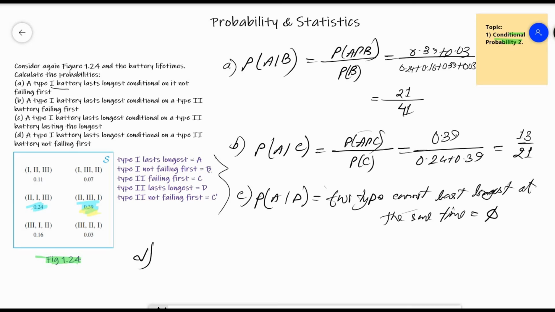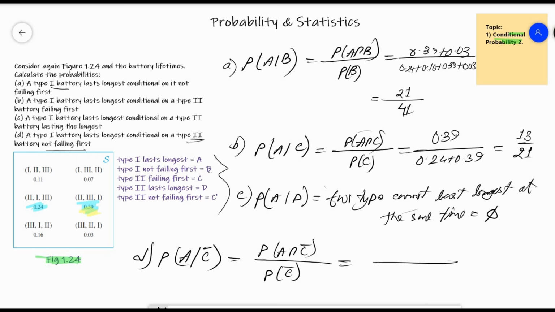Moving on to number D, we are asked to find out the probability of type 1 battery lasting longest, conditional on type 2 battery not failing first. So A given C not, because this is type 2 not failing first, according to here. So we just need the formula, A intersection C bar over probability of C bar.